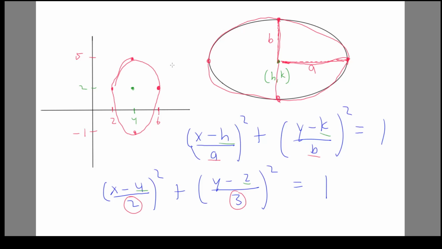And then of course, if you're given a graph, you just find the distance from the center to the very edge, and that would be a, and the center to the top, which would be b. And then you can put all the points into this format right here.